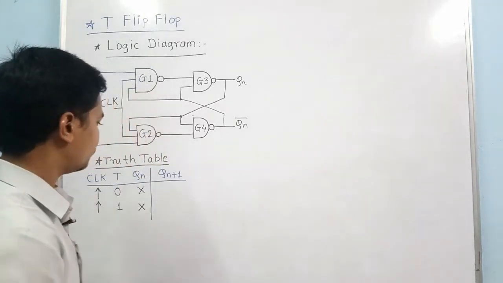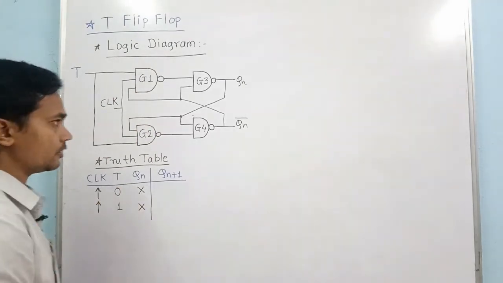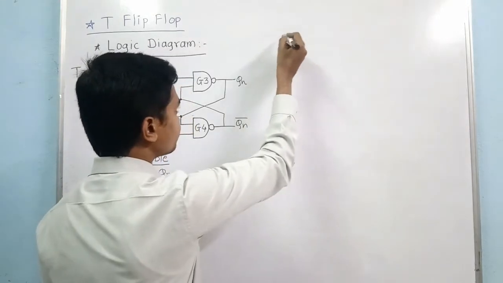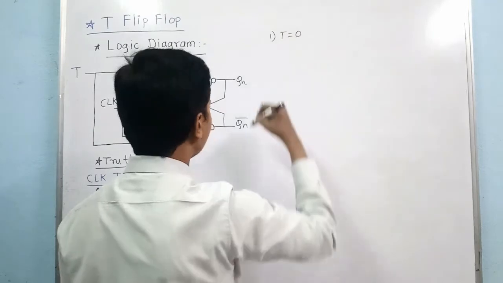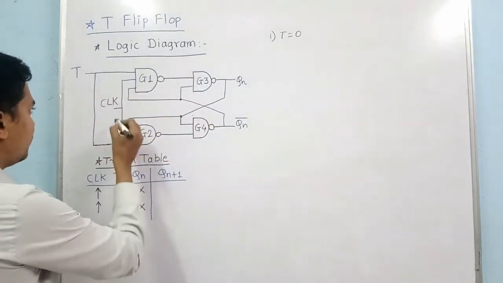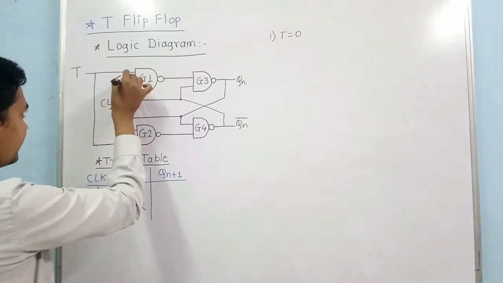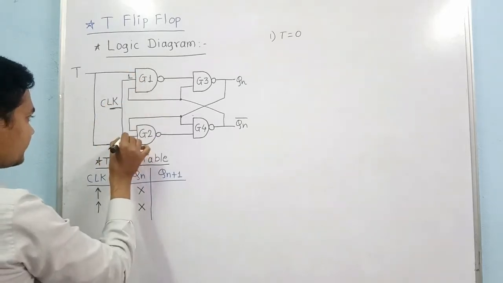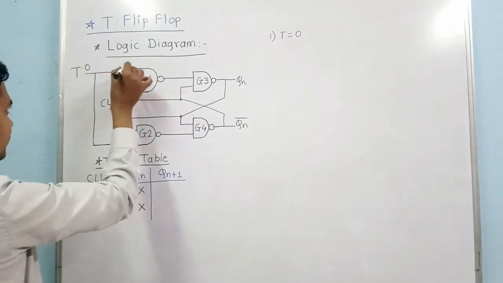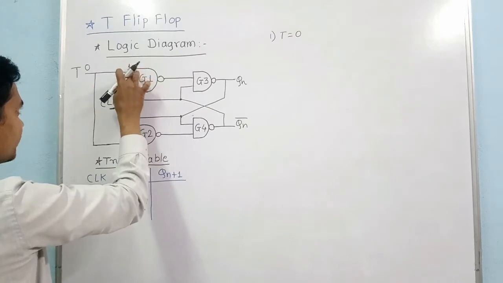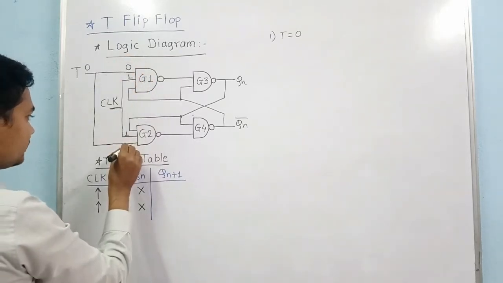Let us start with the first condition, when T equals 0. Consider clock equal to 1. So 1 will be available at the second input, and T is equal to 0, which means the first input will become 0, and here it will also be 0.